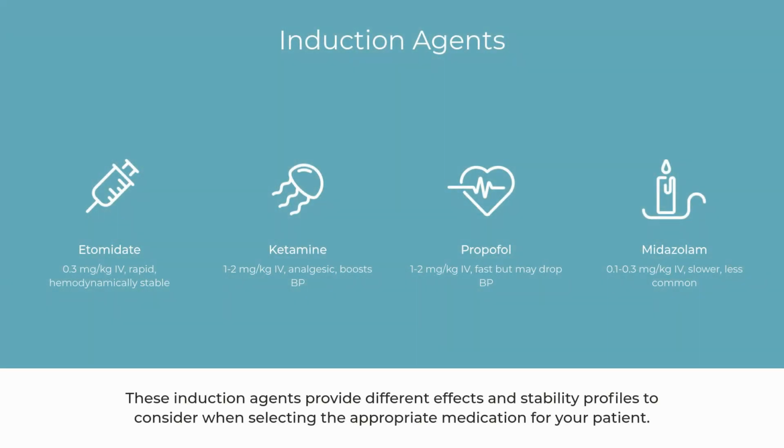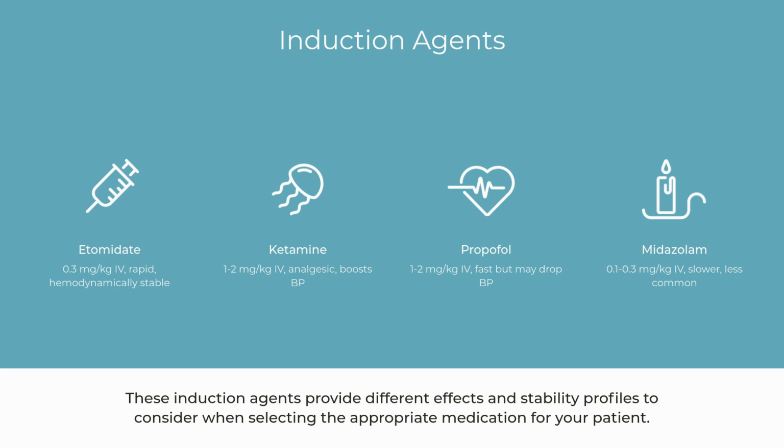Induction agents. Induction agents knock the patient out fast. Etomidate, at 0.3 to 0.4 milligrams per kilogram intravenous, acts quickly and keeps blood pressure stable, making it a favorite. Ketamine, 1 to 2 milligrams per kilogram intravenous, offers pain relief and can raise blood pressure, great for unstable patients.